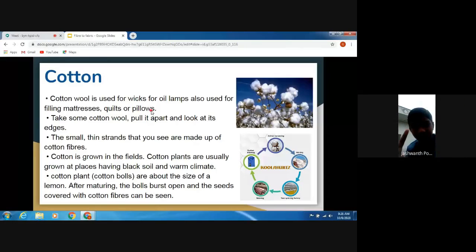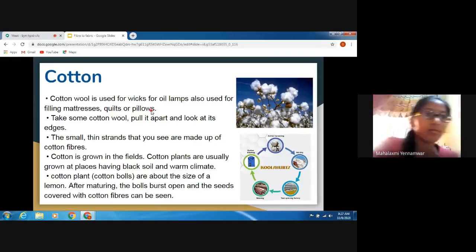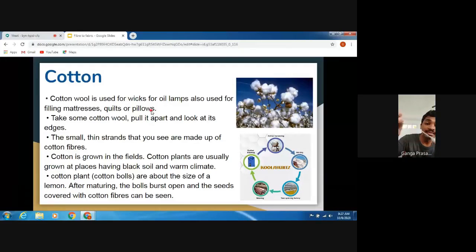Something like this. Okay. So see here, from cotton fibers we are making yarn, right? We are making thread. So this is how they make threads. But in earlier days, they used their hands to make thread, but now there are a number of machines to make thread, right? So let's discuss about cotton.